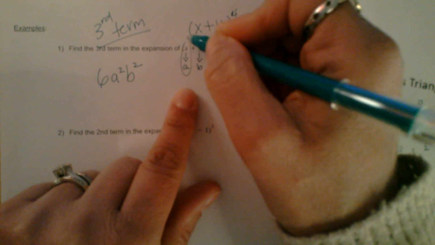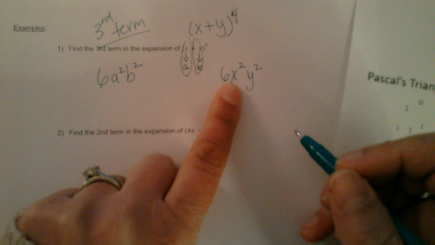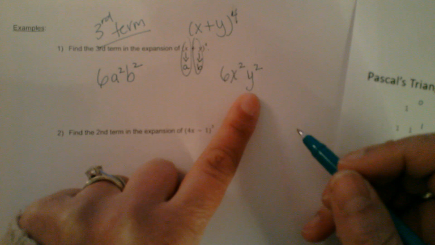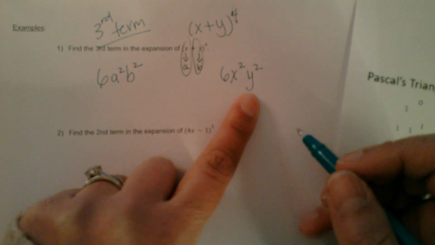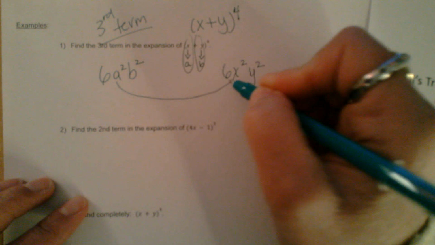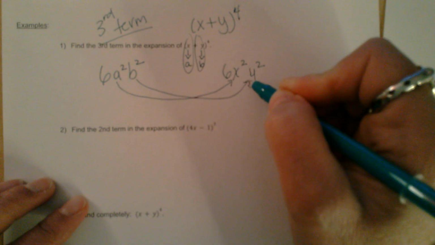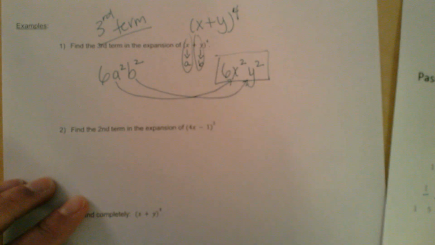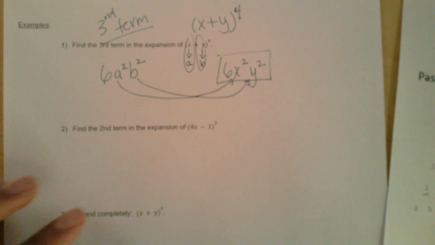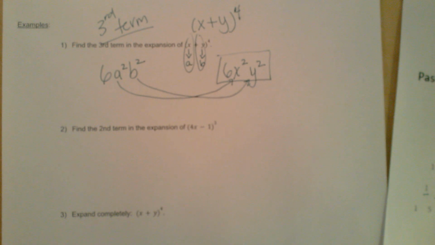So I just exchanged, instead of a, I put x squared, instead of b, I put y squared. That's all I did. A became x squared, b became y squared. This is the third term when we expand it. I didn't have to multiply. That was it. We found it.